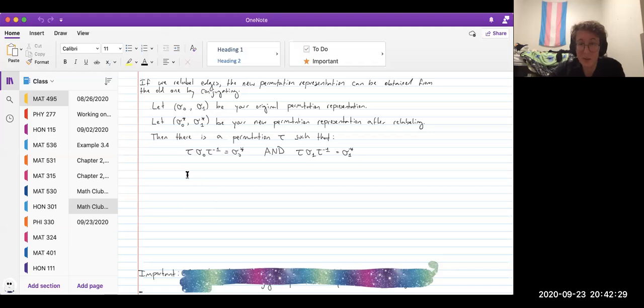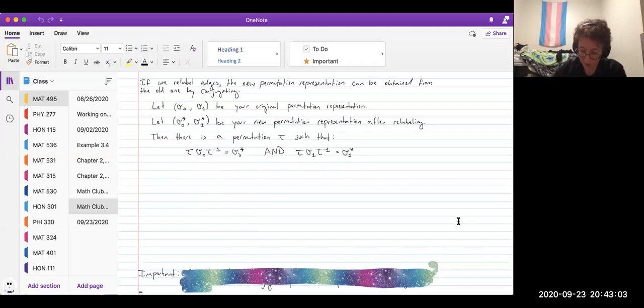And an interesting feature is that it's the same tau that brings you to both of these. Tau is not different between the two; it's one permutation that works for both. And what conjugation means is that you multiply on one side with a permutation and on the other side with the inverse. That's just what conjugation means.